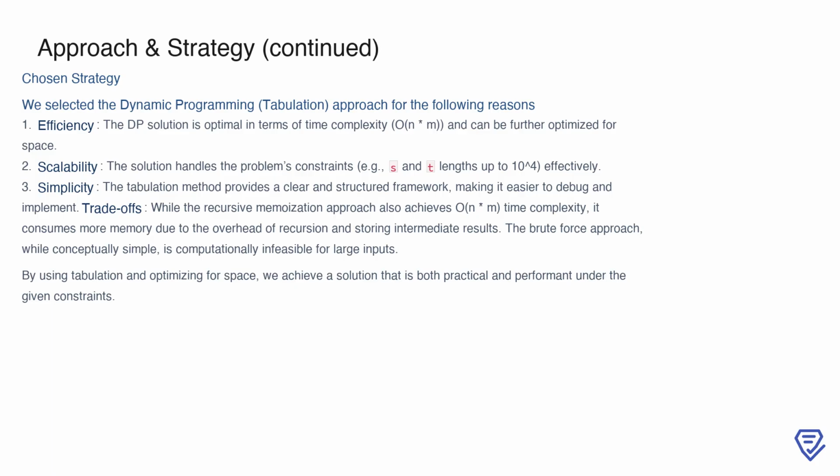Among the approaches considered, we selected the dynamic programming, or tabulation, strategy for several reasons. First, it is the most efficient in terms of time complexity, achieving O(n * m). Additionally, this approach can be optimized further to reduce space complexity from O(n * m) to O(m), by using a rolling array. Second, it is highly scalable, handling the problem's constraints effectively, even for inputs where S and T have lengths up to 10 to the power of 4.